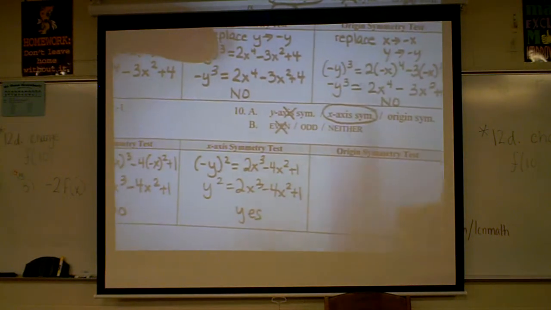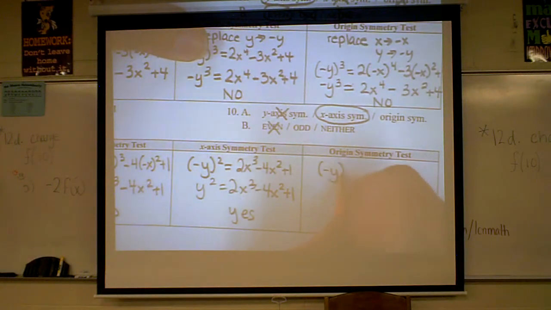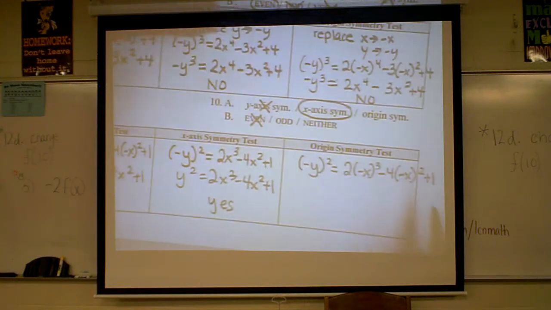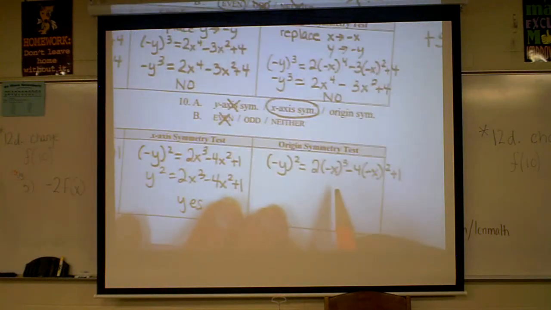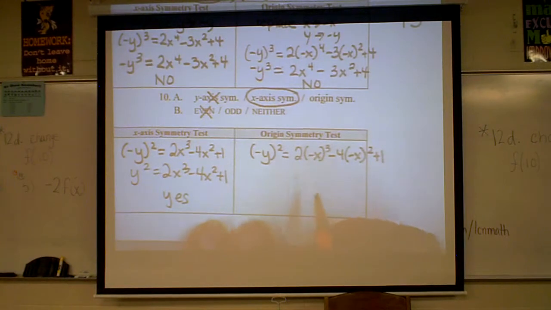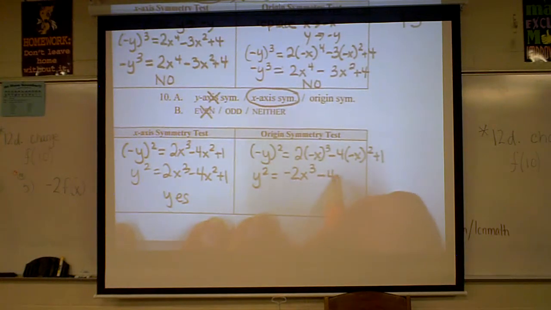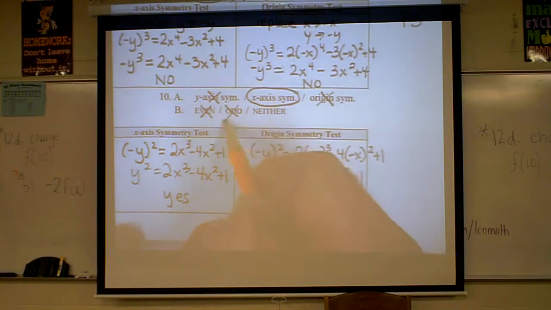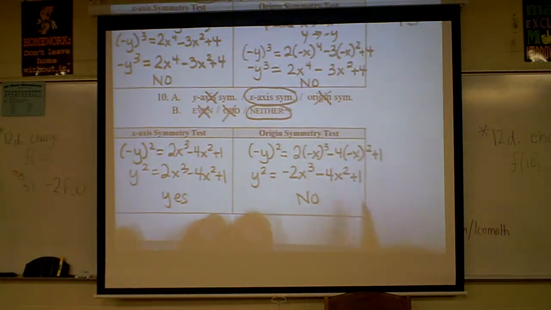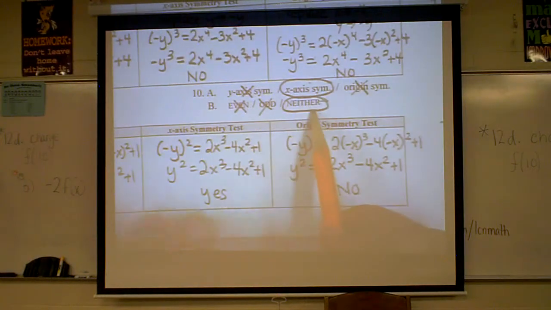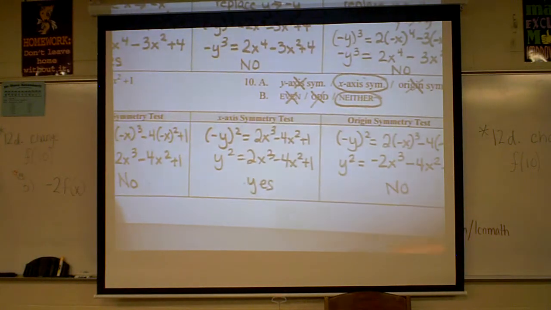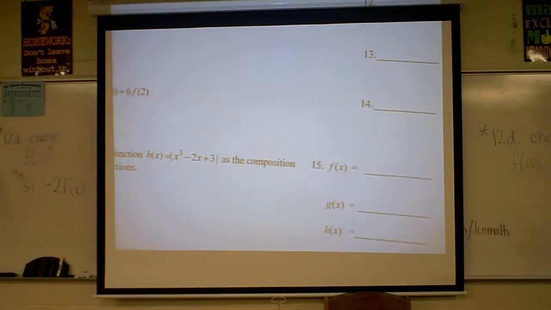But this last one, when you replace both x and y, you will not be able to get this problem back to its original due to the fact that this is an even power. So if you clean this up, this is a no. Origin, it's not origin symmetry, it is not an odd function, so you should have neither circled. This was worth 5 points. Again, 1 for each answer, 1 for each proof. Next.